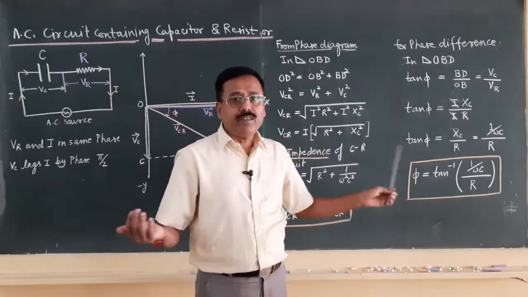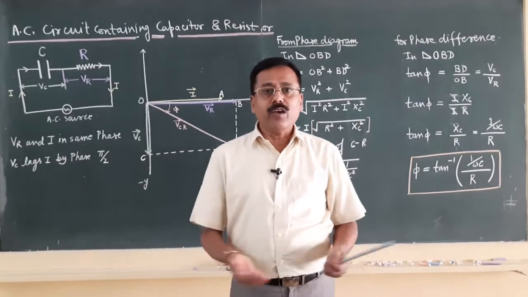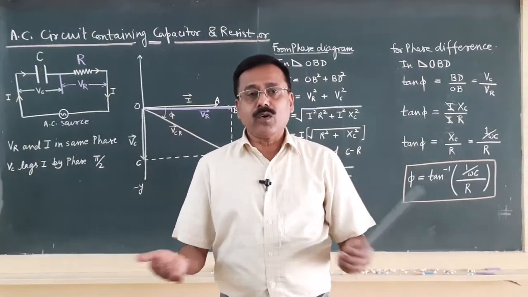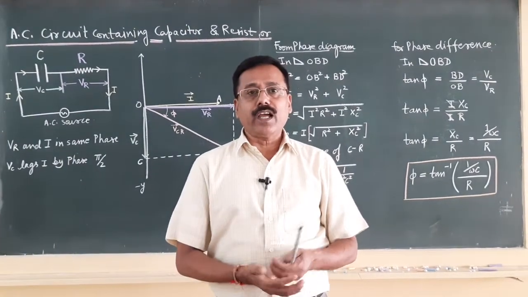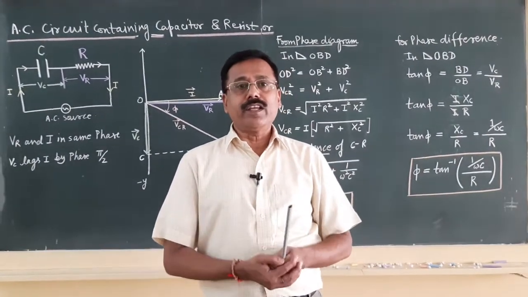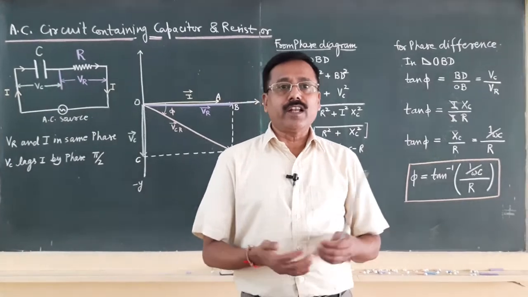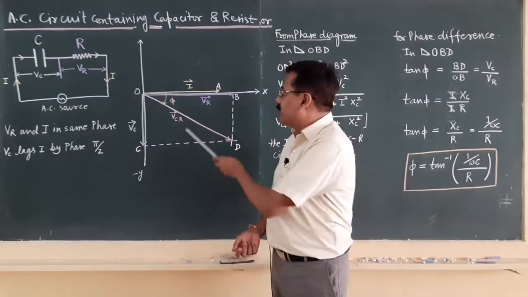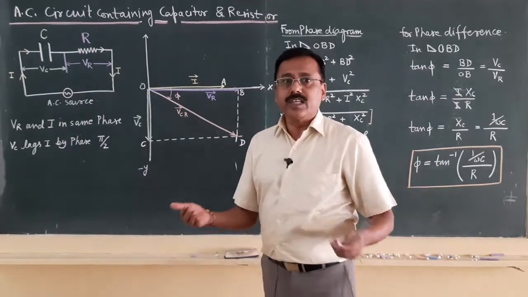With the help of these expressions, we can find, number 1, the impedance of the CR circuit, and number 2, the phase difference between voltage and current. And number 3, very important, the net potential always lags behind current by phase difference phi in the CR circuit.